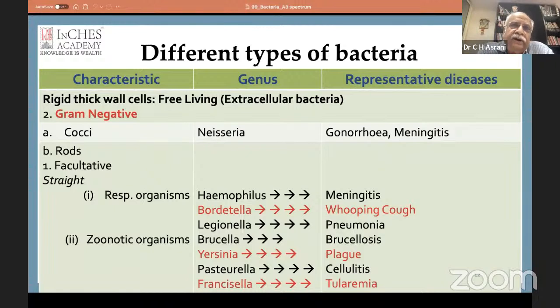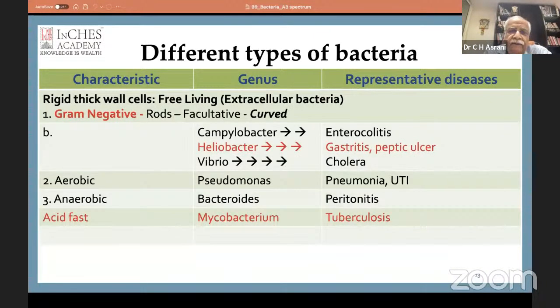Then we have zoonotic organisms. Brucella causes brucellosis. Yersinia pestis causes plague. Pasteurella causes cellulitis. And Francisella causes tularemia, although tularemia is not so common here. Then in facultative, we have curved rods. Campylobacter causes enterocolitis. Helicobacter, we know, causes gastritis and peptic ulcer. Vibrio causes cholera.